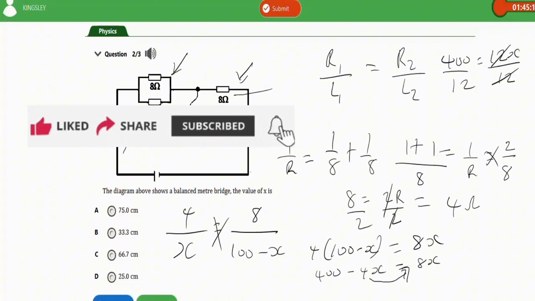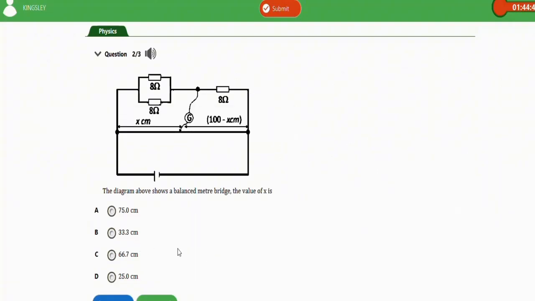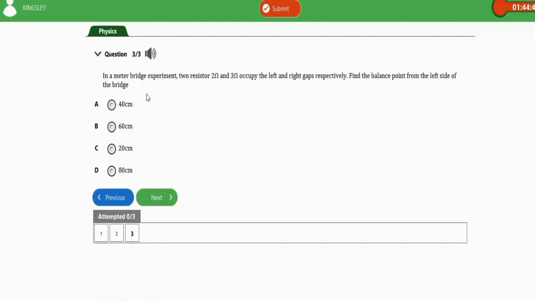Let's wipe this. The last repeated question will be this one. It says, in a meter bridge experiment, 2 resistors, 2 ohms and 3 ohms, occupy the left and right gaps respectively. Find the balance point from the left side of the bridge.